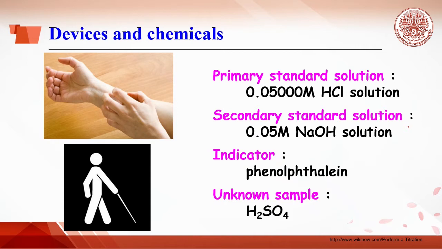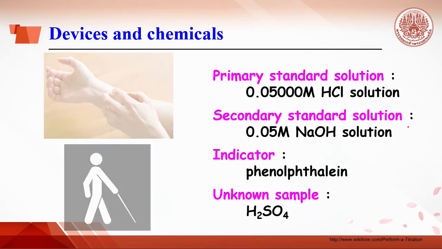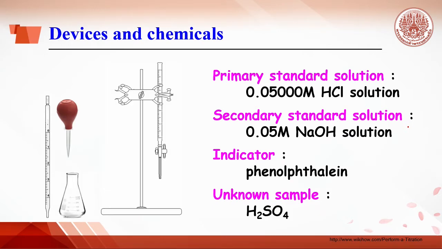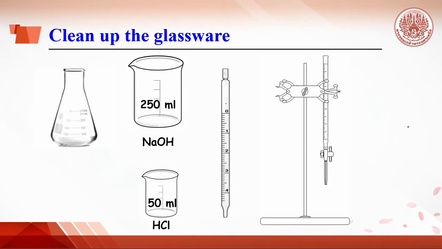The devices for today are quite common for chemists, such as a pipette, a pipette bulb, an Erlenmeyer flask, a burette with stand and burette clamp, a beaker, and a wash bottle. All glassware must be properly rinsed before performing. The Erlenmeyer flask should be rinsed several times with distilled water.